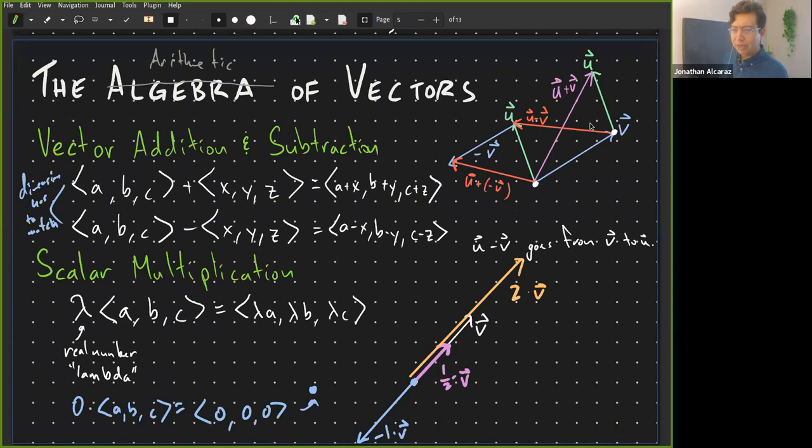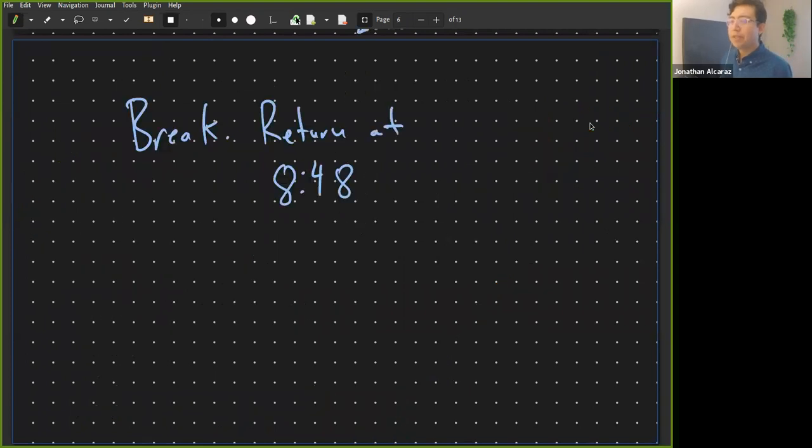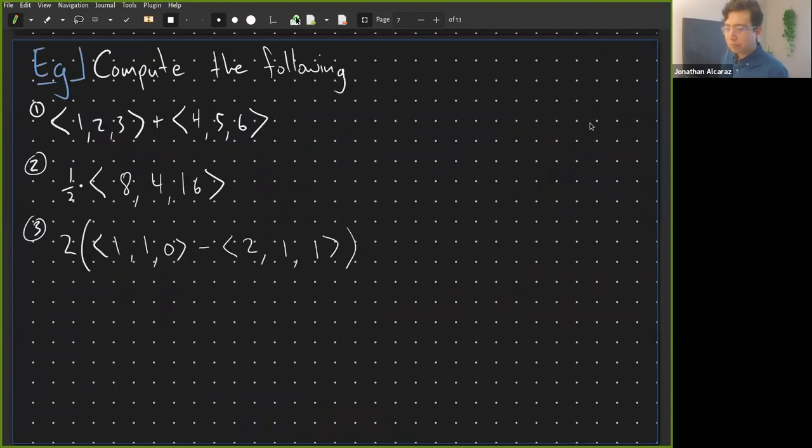Okay, cool. So let's get back to what we were talking about, adding, subtracting, and scalar multiplication of vectors. Let's see some examples here. Here we have some concrete examples where we have actual numbers to deal with. In this first example, we have the vector 1, 2, 3, and we're adding the vector 4, 5, 6.